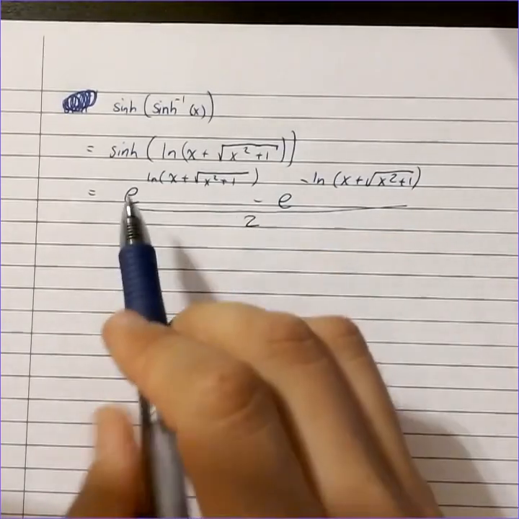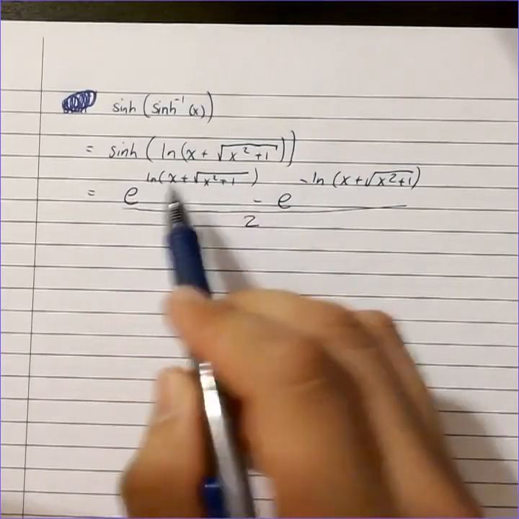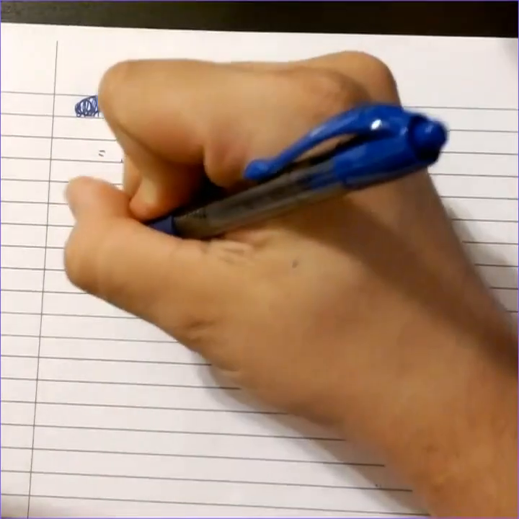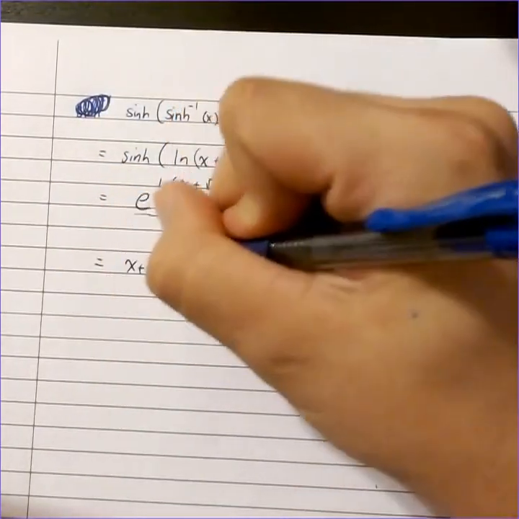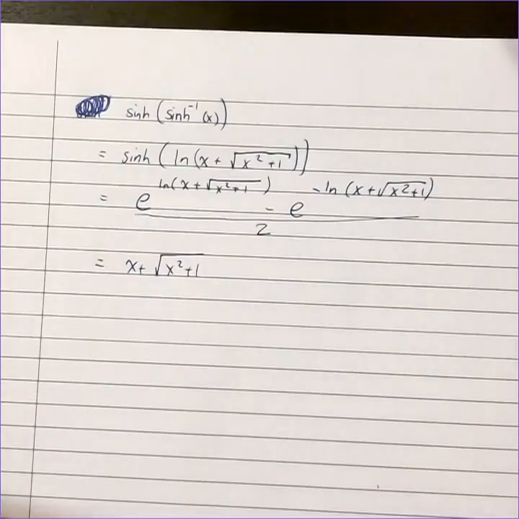Okay, so now here, note that these two simplify out. E to the natural log of this just gives you this. All right, exponentials and logarithms are inverses. So here we can write this as x plus the square root of x squared plus 1, just like that.